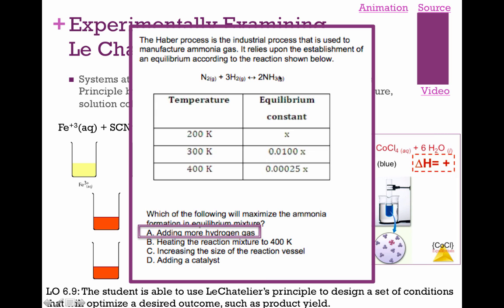And in order to make more ammonia, we can just add more H2 because H2 is a reactant. And if we add more reactant to this system that's already at equilibrium, it will shift to use that excess up and it will make more product.